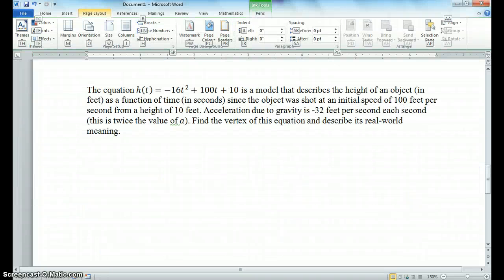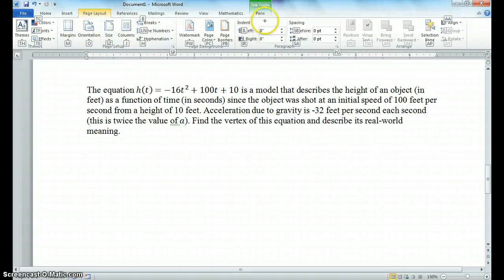So suppose we have this equation, h of t equals negative 16t squared plus 100t plus 10, which is a model that describes the height of an object in feet as a function of time in seconds, since the object was shot at an initial speed of 100 feet per second from a height of 10 feet. Acceleration due to gravity is negative 32 feet per second each second, which is twice the value of a. What we're going to do is find the vertex of this equation and describe its real-world meaning.